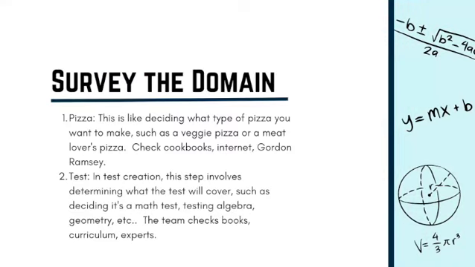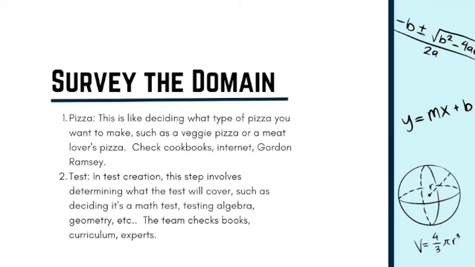So there are several parts to this of the content validity, and I'm going to go through each of those parts. The first one is to survey the domain. This is like deciding what type of pizza you want to make, such as a veggie pizza or a meat lover's pizza, anything that you like. And as you're looking at this whole pizza and thinking about how you're making it, you're going to look at some cookbooks, you might Google some stuff on the internet, and you might see what Gordon Ramsay's doing.